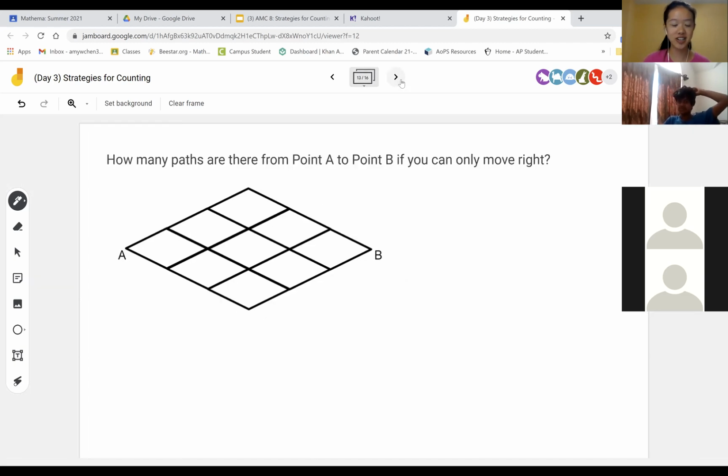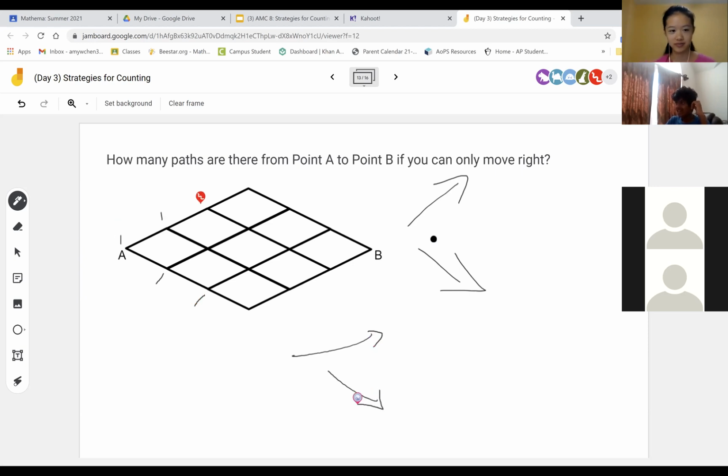Okay, this one is a little bit different, but use the same strategy. How many paths are there from point A to point B if you could only move right? Like, for example, you can move this way and you can move this way. This is how I considered it. I didn't really have a name for these directions, so I just did this. Upper right and upper down. I call these X and Y, movement X and movement Y, kind of like vectors.